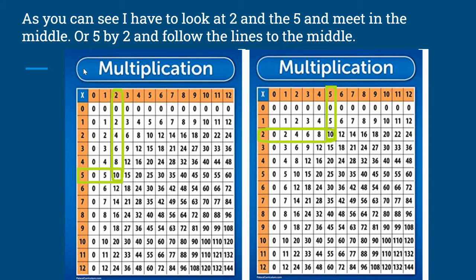All right. So as you can see, I've taken the 2 and the 5 and met them in the middle, or 5 and 2 and followed the line. So this is how you find the answer for 2 times 5, and this is how you find the answer for 5 times 2 here. See how it gives you the same answer? And you can do it in 2 different directions. So whatever way you feel more comfortable doing it.